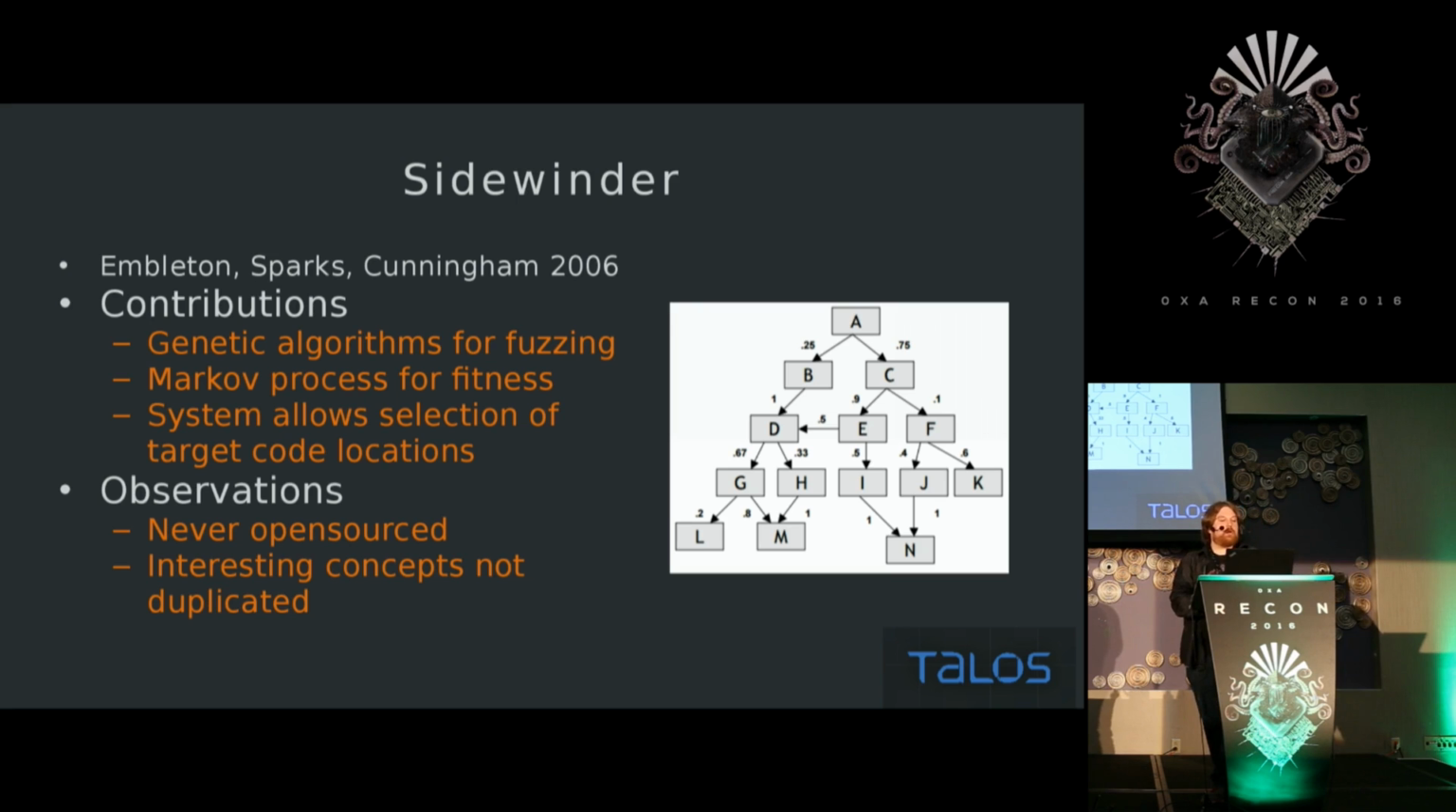And so this system also allowed them to select target locations, code locations, ahead of time, which you do by adding weights to the graph, right? So in this case, what you're looking for is unique paths typically. So you want to find the exceptional path, the one that's not taken by all the inputs. When you find your bugs, they tend to be in less traveled code.